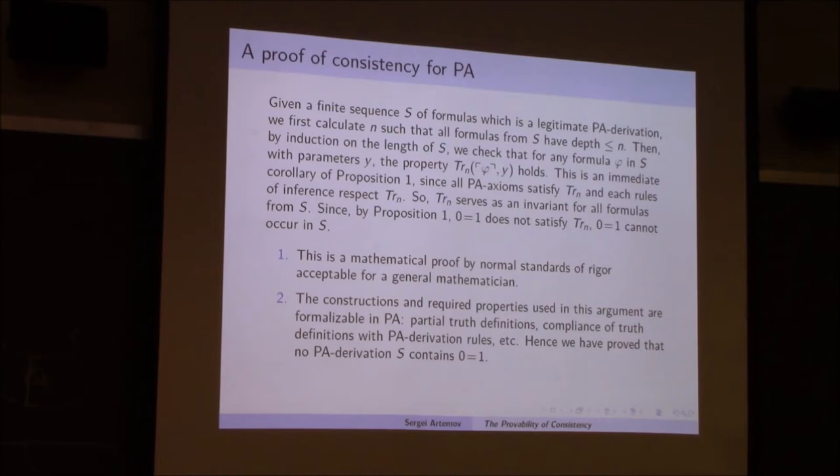And since the proposition 0 equals 1 doesn't satisfy this one, 0 equals 1 cannot occur in S. End of story. This is your proof. Yeah, but well, properly truncated.